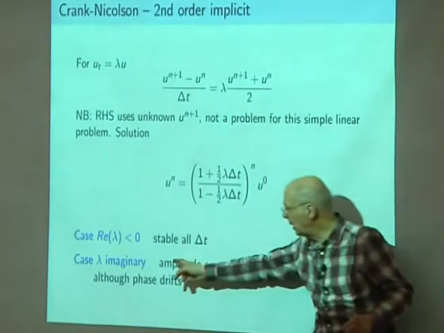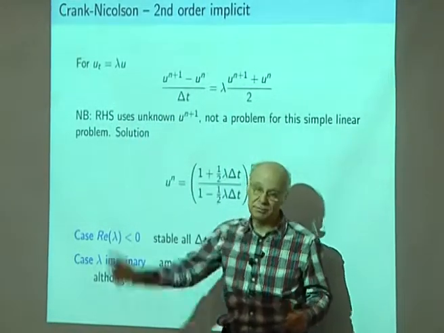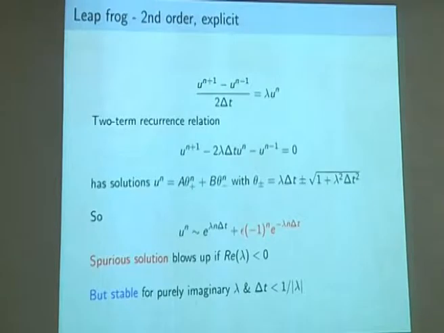So when lambda is imaginary, then it is actually a cosine t behavior, and the amplitude should not change, and the amplitude with this numerical scheme does not change. So what you get wrong is the frequency of going round is delta t squared wrong. It goes around slightly slower than it should do.